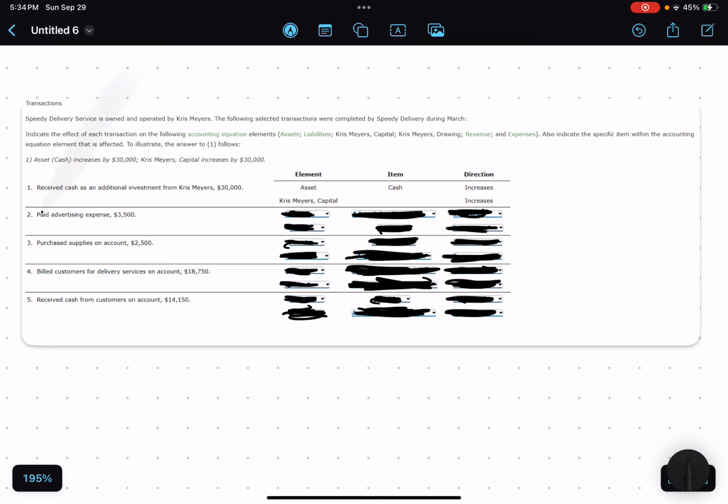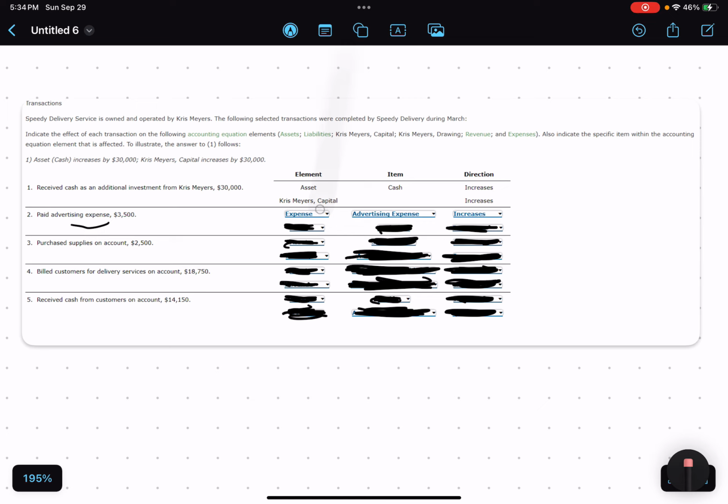So over here, we have a new scenario, right? The business has paid advertising expenses worth $3,500. So right off the bat, it even says it in here, it's an expense. So we can assume that the first element is going to be an expense. But what kind of item is it? Well, this would be an advertising expense, because as you see over here, it says paid advertising expense. So then what happens to the direction when you input an advertising expense? Well, the direction is that it increases.